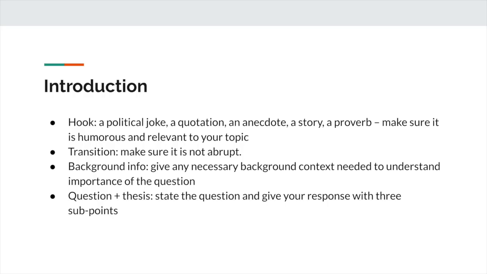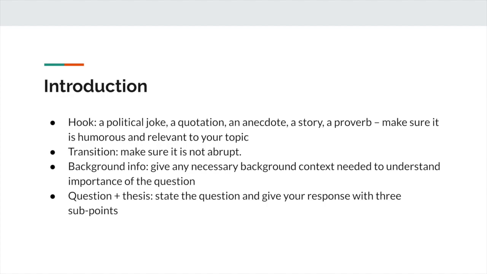The intro always starts with a hook, and the hook can be many things. It can be a proverb, it could be a quotation, it could be an anecdote, it could be a story. The key point though is that it has to be something humorous. Often it's a political joke. And it's really important to do that because otherwise you'll be boring your audience to tears. Extemp questions are often very cut and dry about serious contemporary events, and so if you just start off on a very serious note, you're going to bore your audience.